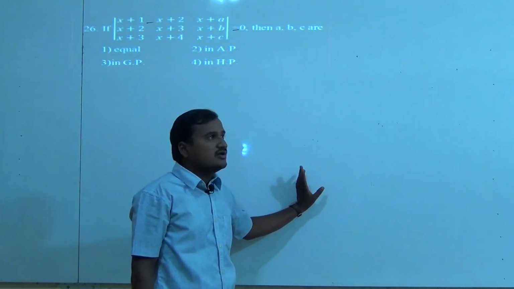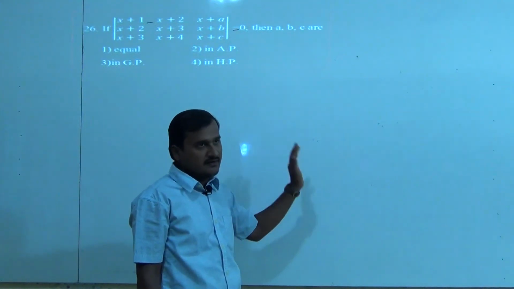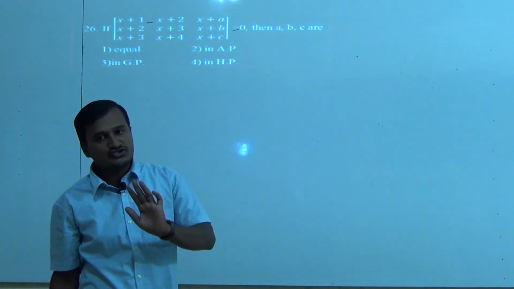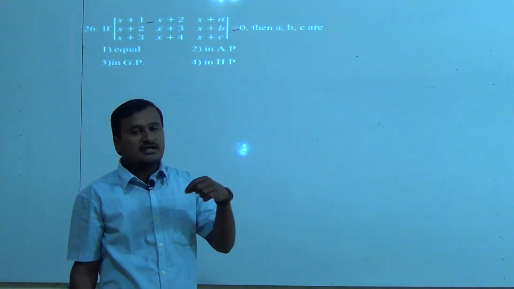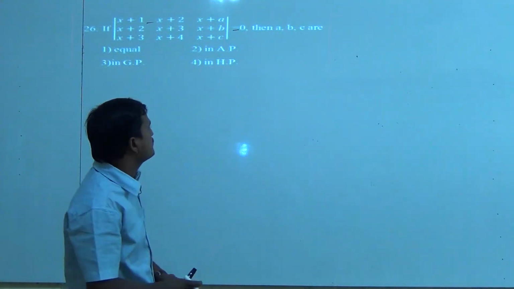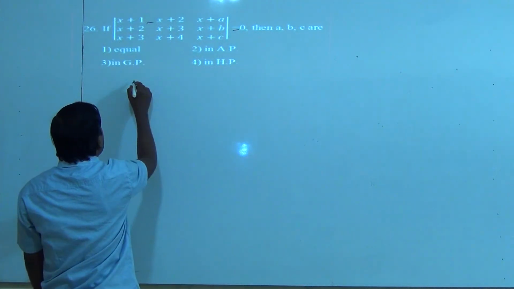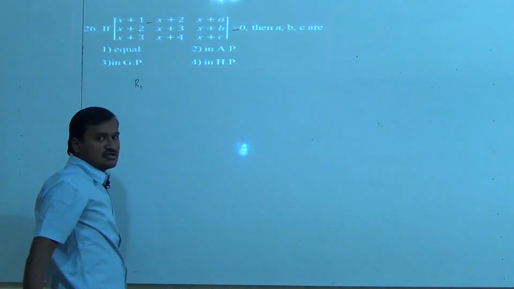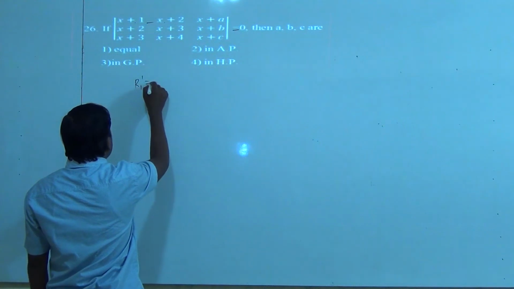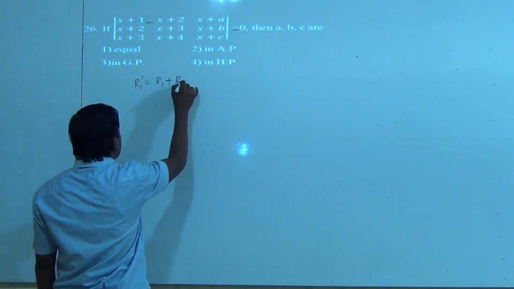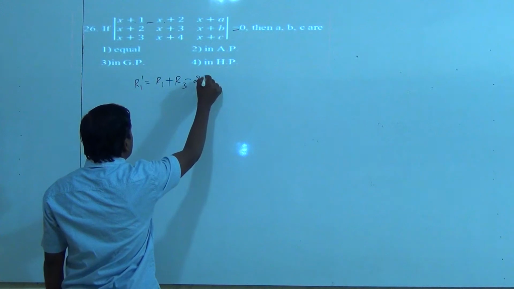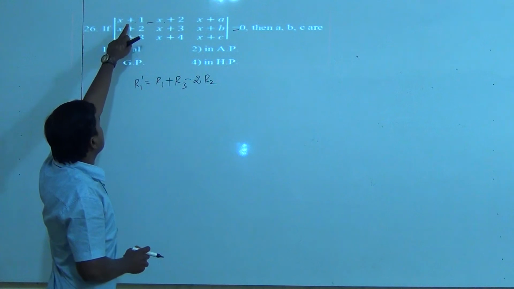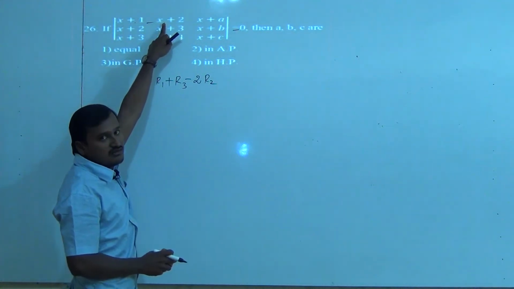so that it is very easy to expand the determinant. So here you should make the elements of any row or column equal to 0, so that we can easily expand the determinant. For this, I will apply the operation to make this element and this element 0, by applying the operation r1 dash equals r1 plus r3 minus 2r2. So here I got 0 and here also I will get 0.